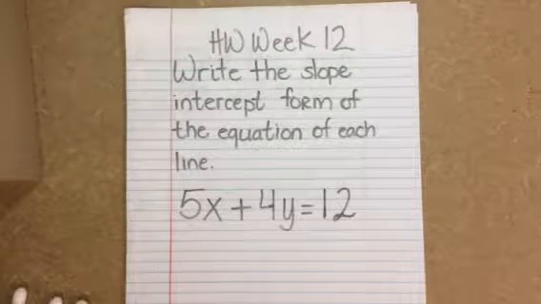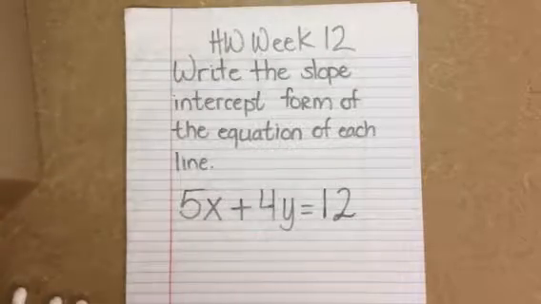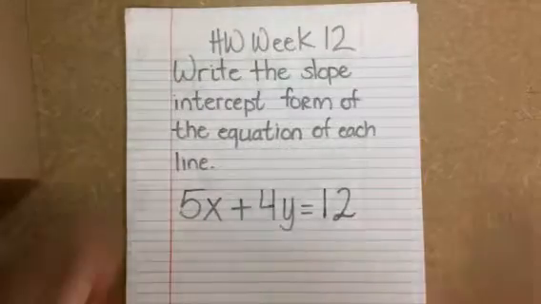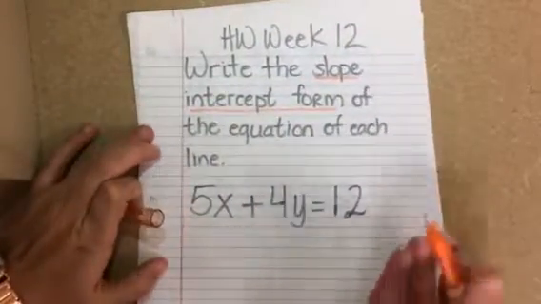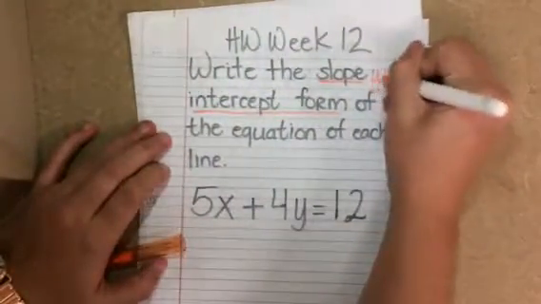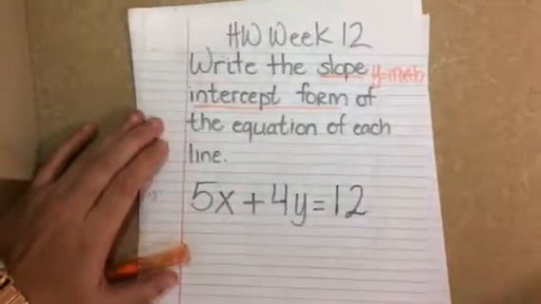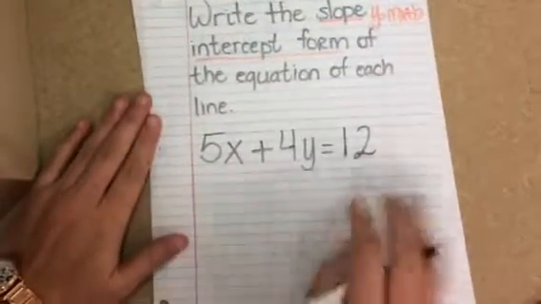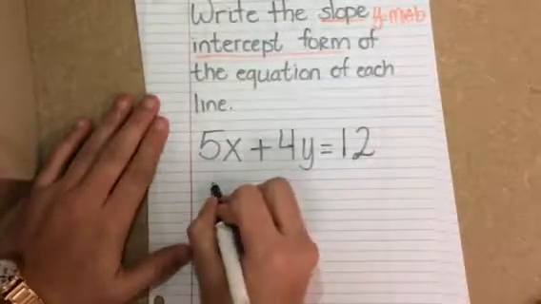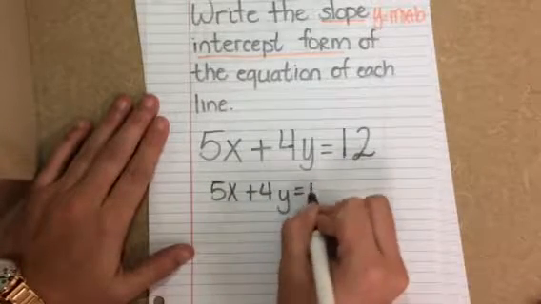For this homework assignment, they want to write the slope-intercept form of the equation of each line. Slope-intercept form basically means solve for y. So that's when you have y equals mx plus b. So if you have this equation right here, which is 5x plus 4y equals 12.